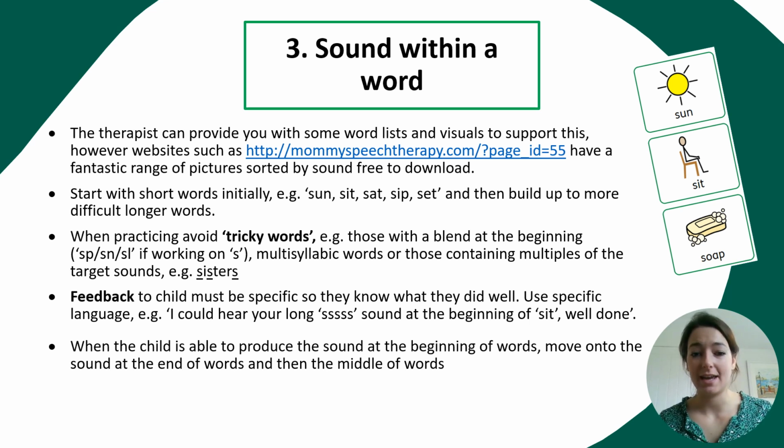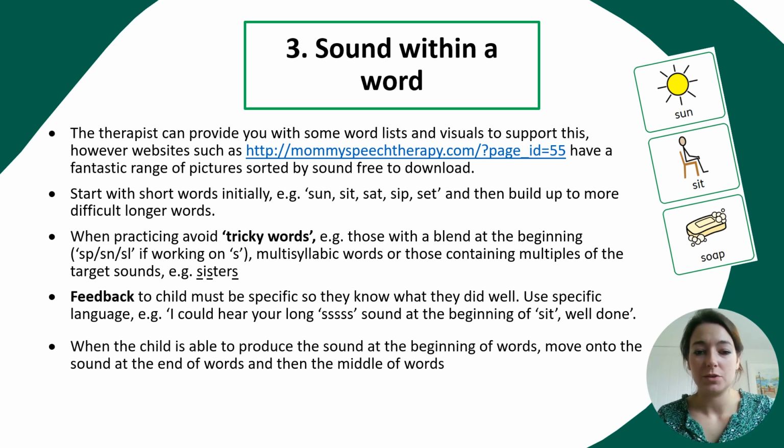Once the child is able to produce the sound at the beginning of words, then move on to producing the sound at the end of words and then the middle of words in that order. Use the same strategies as before, starting with simple words, avoiding blends and multisyllabic words. Give really specific feedback so the child knows what they did well and can do it again. Use specific language such as, I could really hear the long sound at the beginning of sit, well done.